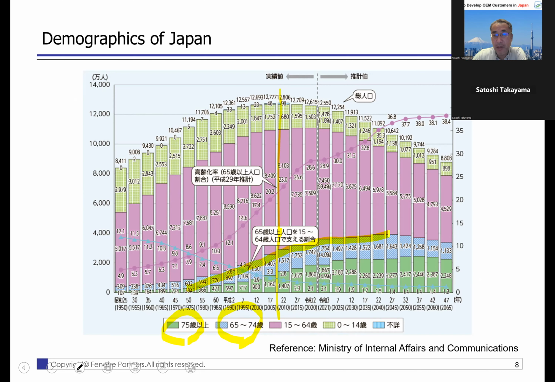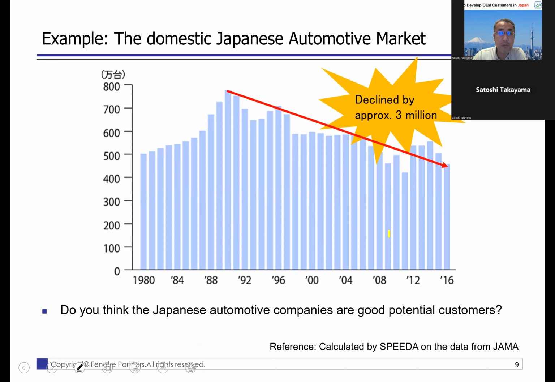As a result, many sectors for consumer products are shrinking rapidly. A good example is the size of the department store market. Now it's declined to less than half of its peak time. So if you'd like to sell your products at department stores in Japan, I have to say your target market is rapidly shrinking. Maybe you should choose other markets like China, Indonesia, India.